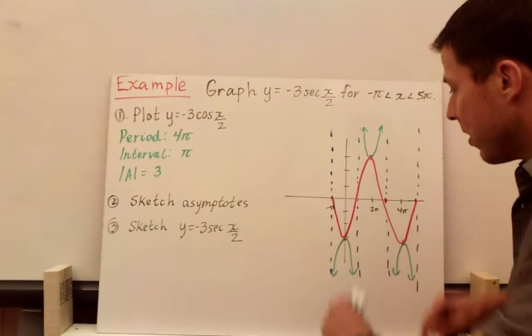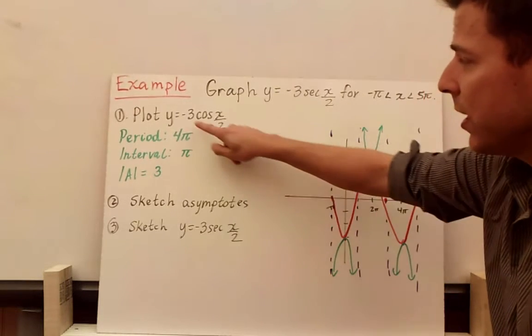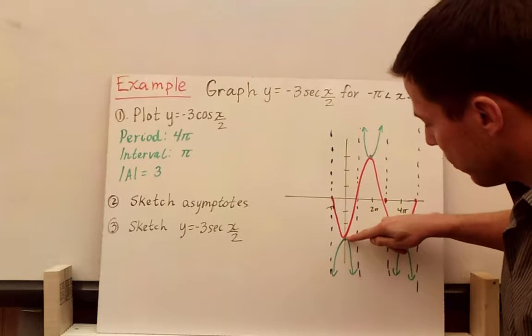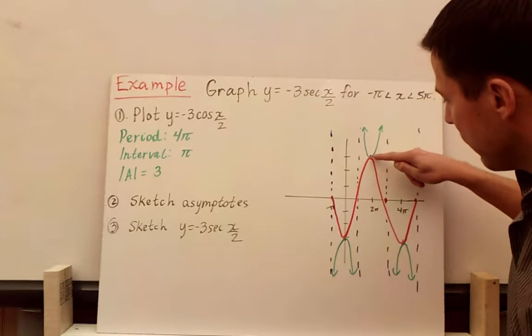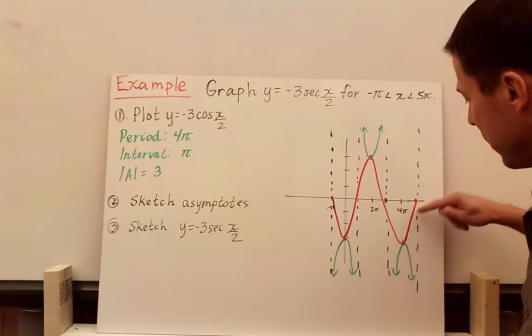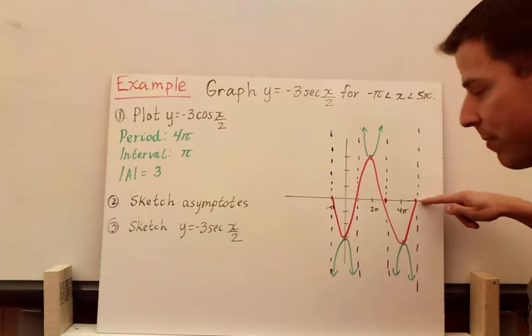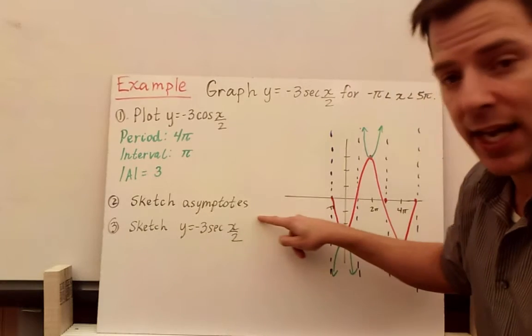So I labeled my tick marks, okay? And then my max was 3, my minimum was negative 3, but since A is negative, I start down at the negative. So I go through my 5 key points: minimum, 0, maximum, 0, minimum, 0. And I go ahead and sketch that curve from negative pi to 5 pi. That's the cosine graph. Second, sketch the asymptotes.